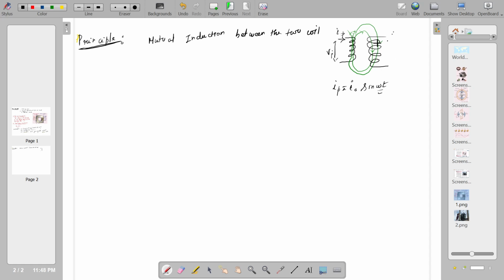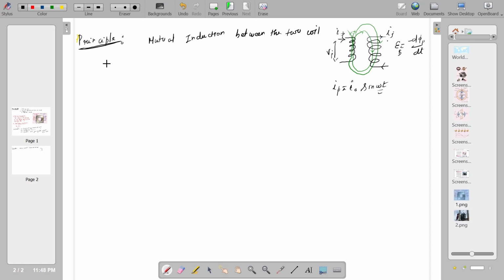Whenever the flux changes, it will set up an induced EMF in the secondary. So it's d phi by dt, the flux due to the primary, and the EMF set up in the secondary, ES, you can call it. Then a current will be generated due to the flux changes here. The induced EMF is set up, then we have the current in the secondary coil. That is called mutual induction. Already we studied this principle. This is the main principle of the transformer.